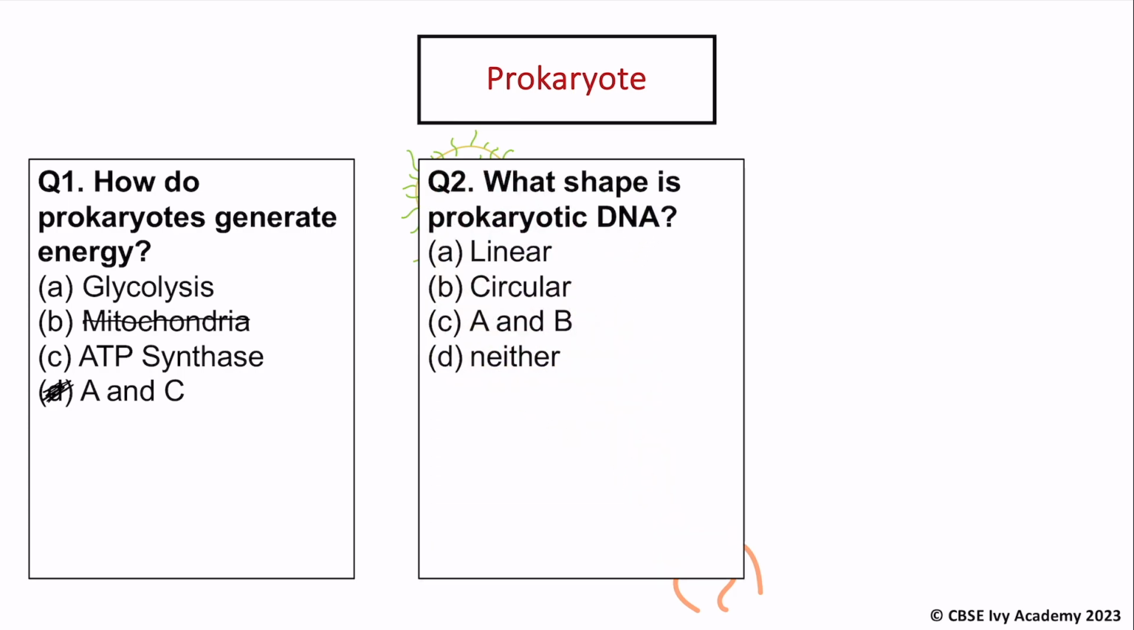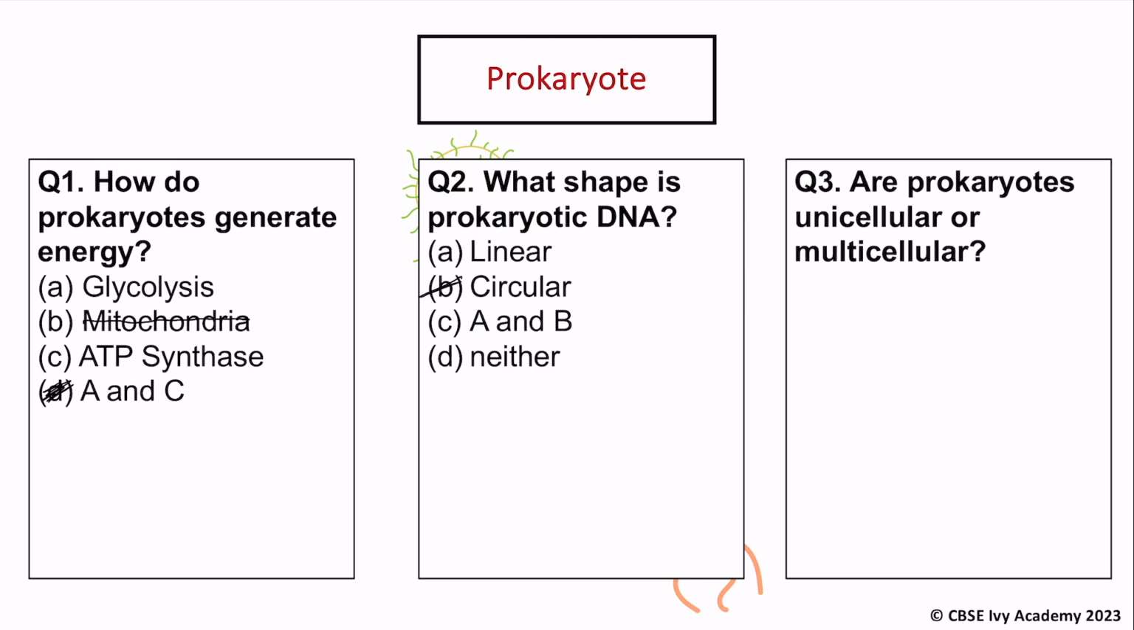Second question, what shape is prokaryotic DNA? It's linear, circular, both, or neither? And the answer is circular. Prokaryotic DNA is a circular chromosome. Are prokaryotes unicellular or multicellular? And the answer is unicellular. Eukaryotes have linear DNA molecules and can be multicellular, but prokaryotes have circular DNA chromosomes and are unicellular.